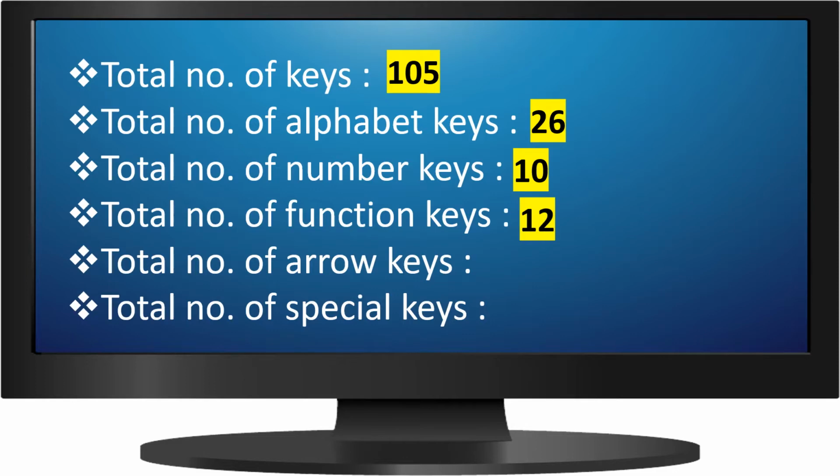Total number of arrow keys. What are the total number of arrow keys that we have on a keyboard? Total number of arrow keys are 4. Total number of special keys. What are the total number of special keys that we have on a keyboard? Total number of special keys are 14.